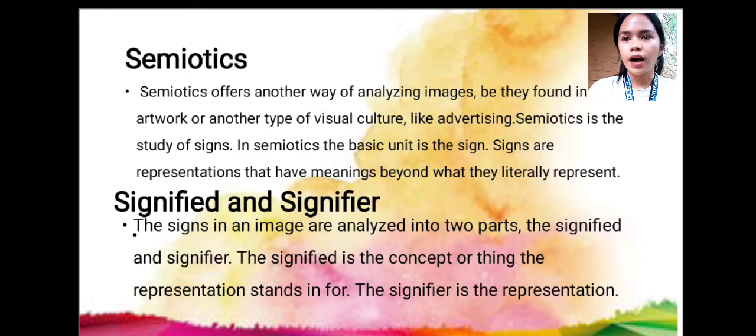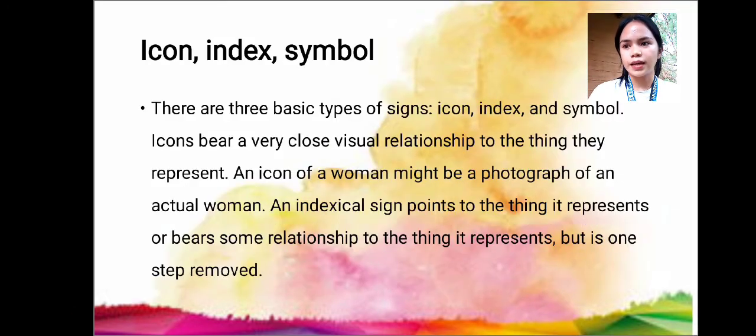So the next is icon, index, symbol. There are three basic types of signs: icon, index, and symbol. Icons bear a very close visual relationship to the thing they represent. An icon of a woman might be a photograph of an actual woman. An indexical sign points to the thing it represents or bears some relationship to the thing it represents, but is one step removed. So icon can be referred to a person, symbol, image, or picture that is widely admired for its conspicuous allegiance. Mostly, it refers to a religious painting, usually of Jesus Christ or another holy or religious figure.